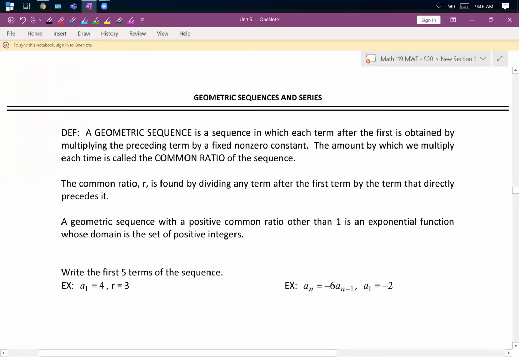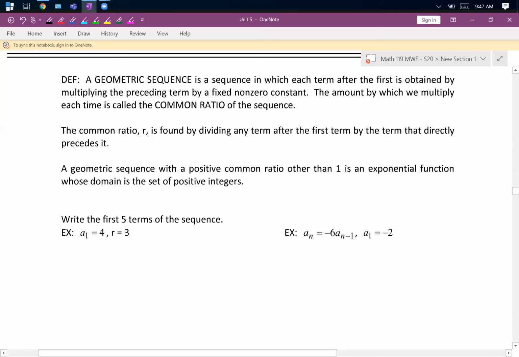To find the common ratio, because sometimes it's a little tricky to see, the common ratio r is found by dividing any term after the first term by the term that directly precedes it. That's similar to what they told us to do to find the common difference: take any term and subtract the one before it, but usually we could just look and tell. But here you may want to actually do the division. A geometric sequence with a positive common ratio other than 1 is an exponential function whose domain is the set of all positive integers.